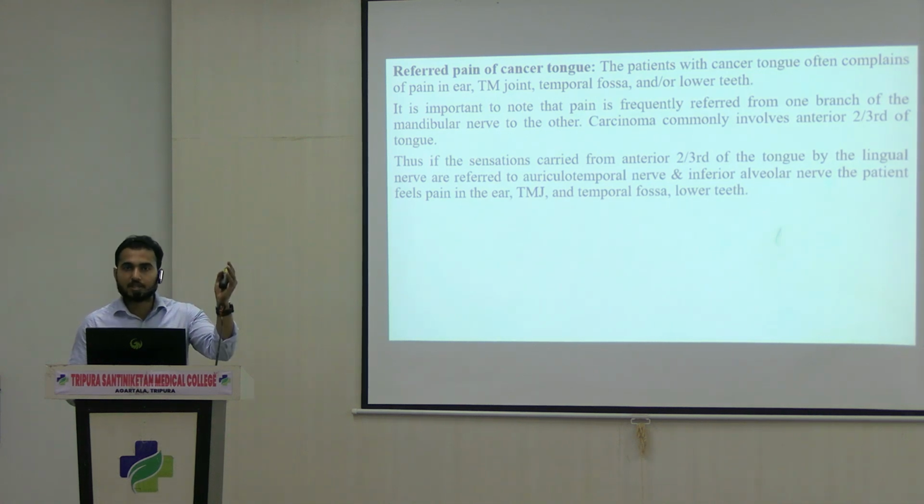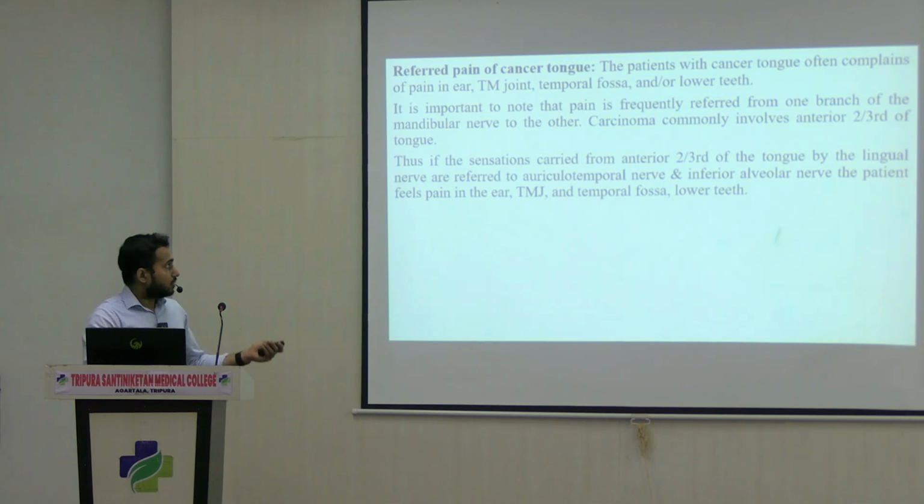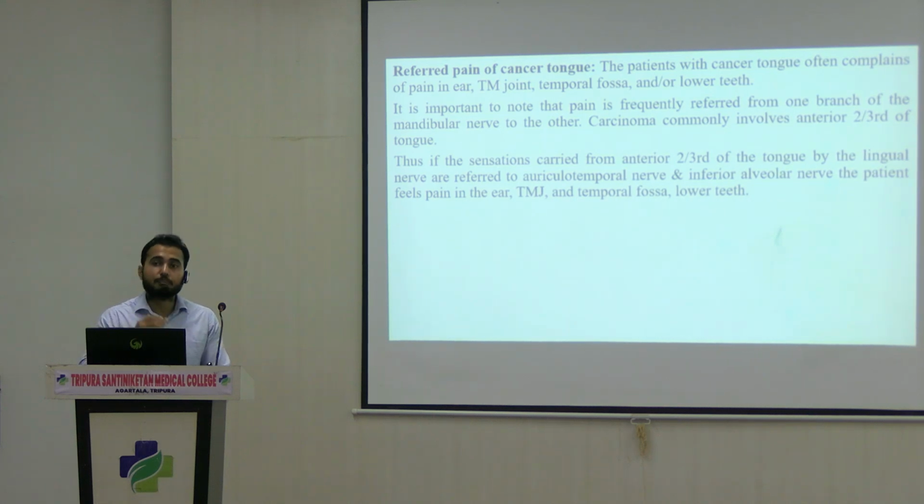Okay, so whatever we have discussed earlier, it is correlated, right? So, referred pain of the tongue: where will the person feel the pain, which areas will be affected? That you have to understand. The patient with cancer of the tongue often complains of pain in the ear, TM joint, temporal fossa or lower teeth. That means these are the areas which are affected, or the pain can be felt in that particular area if carcinoma is there in the tongue. So that is referred pain of cancer of the tongue.